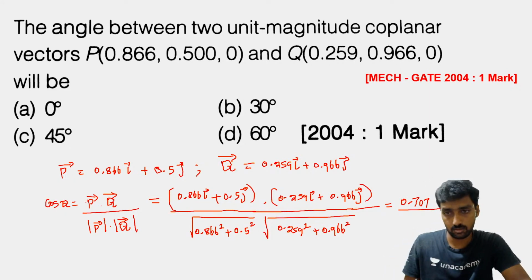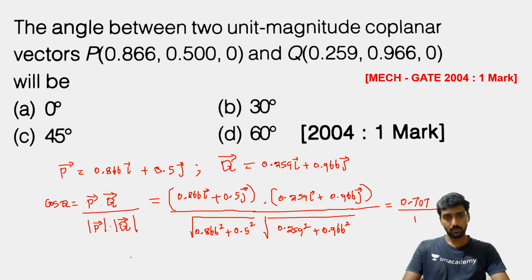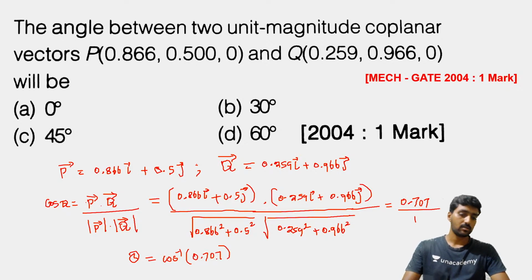Yes, it's 1. Now what will be the theta? Now theta is equal to cos inverse of 0.707. Now, what will be the cos inverse of the answer?